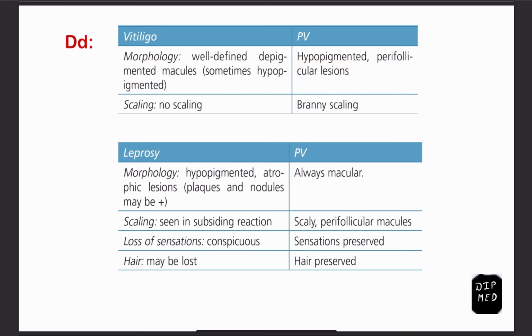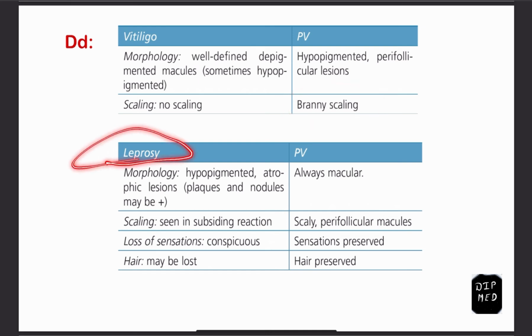So in pityriasis versicolor, there is at least some amount of pigmentation left, which is less than normal, but in vitiligo there is no pigmentation at all, which is called as depigmentation. There are no scales in vitiligo, whereas there are fine, branny or furfuraceous scales in pityriasis versicolor.